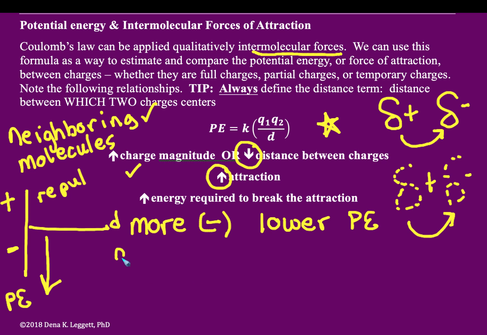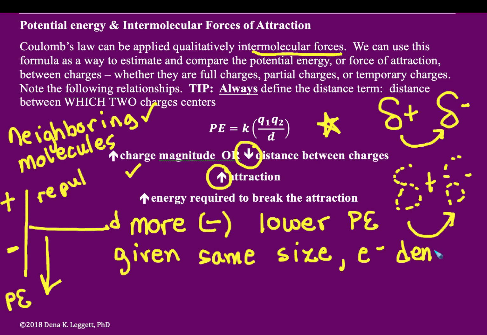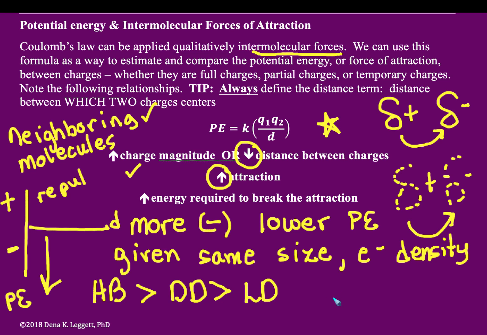Now, this is really important. Given the same size, and therefore the same or similar electron density, we can say that the attraction for hydrogen bonding is greater than the attraction for dipole-dipole, which is greater than the attraction for London dispersion. That's given the same size. All right, so you should know that.